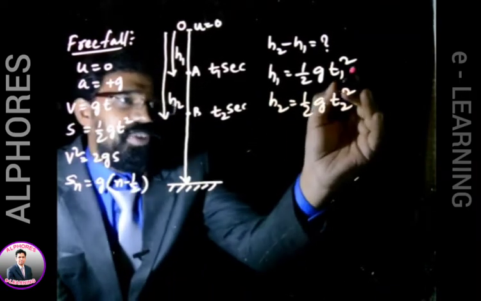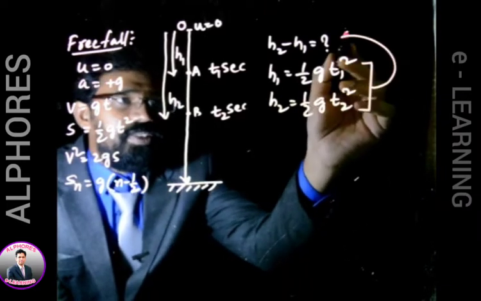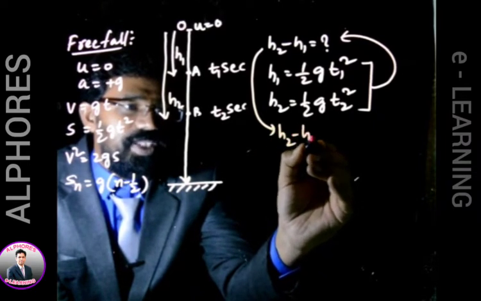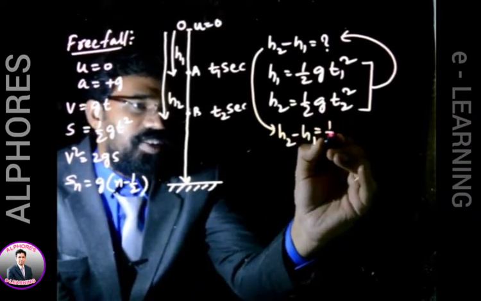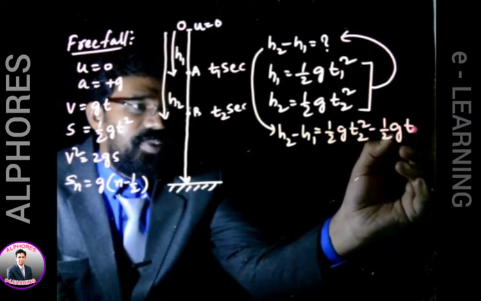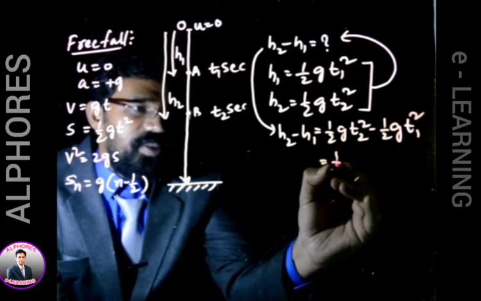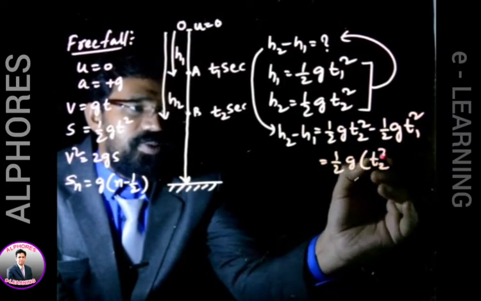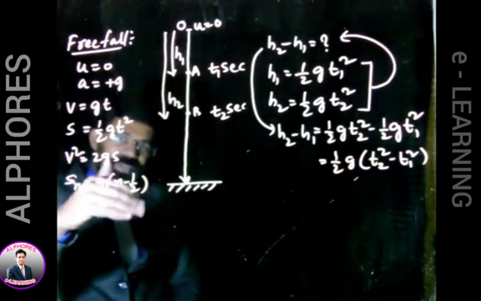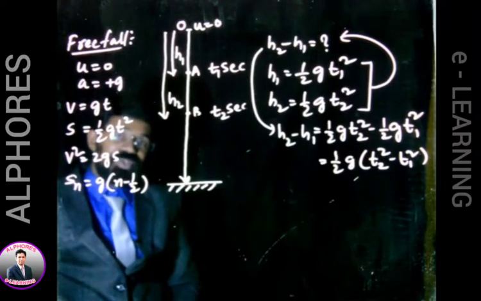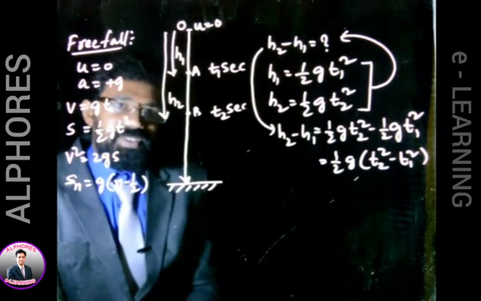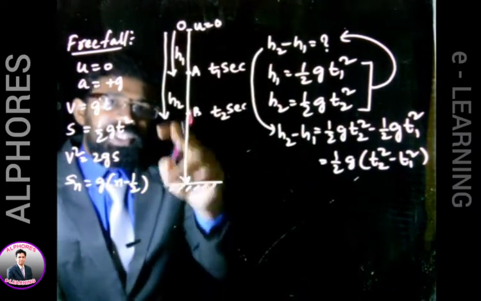Is that right? So let me replace these 2 equations here, and you will get h2 minus h1 as half g t2 square minus half g t1 square. You can take half g out as common, so half g into (t2 square minus t1 square). That's how you can write the equation for the physical separation, or distance of separation, between those 2 points A and B. You can also think about the other possibility. For example, in the question, h1, h2 details were given.